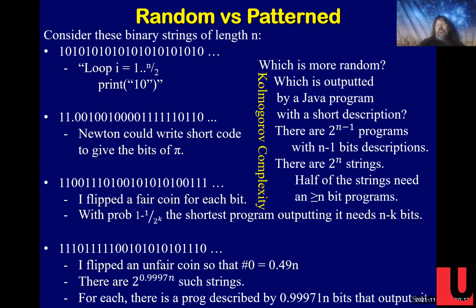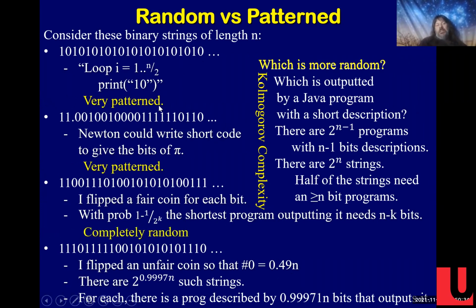Usually we think about randomness as a distribution, but here we're going to talk about it differently. It's sort of random because it has a short description. All right, so which one is more random? Well, these are very patterned because they have very short Java programs. And this one's completely random.